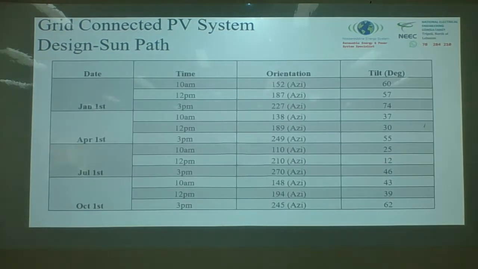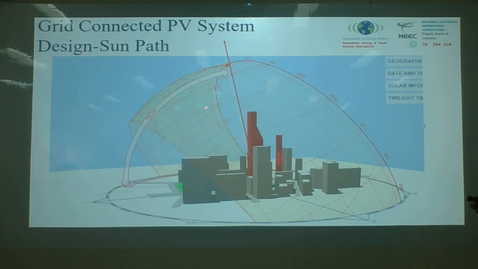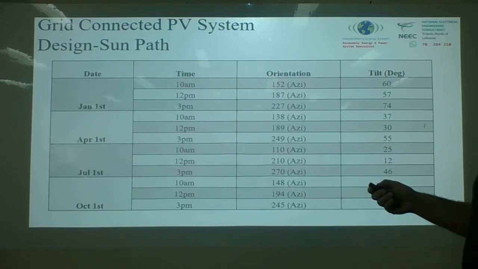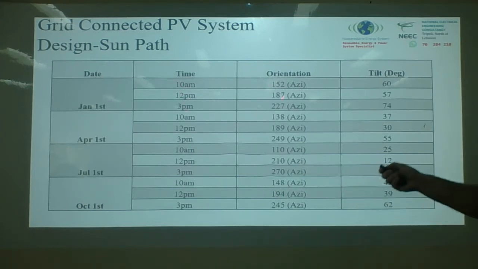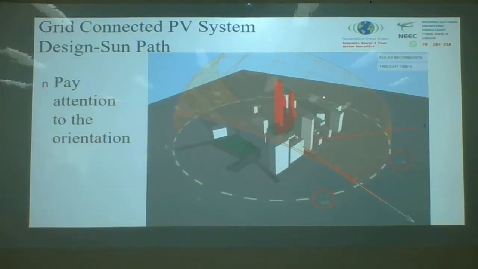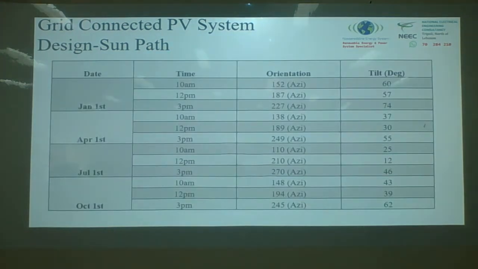Look now, for example, 78 degrees for summer. In winter it was 34 degrees. This table was done based on previous research conducted. It gives you 10 a.m., 12 p.m., 3 p.m. The orientation, what I mean by azimuth angle, is the angle that goes from here all the way down to here. This is the azimuth angle. And the tilt degree, the optimum tilt degree.